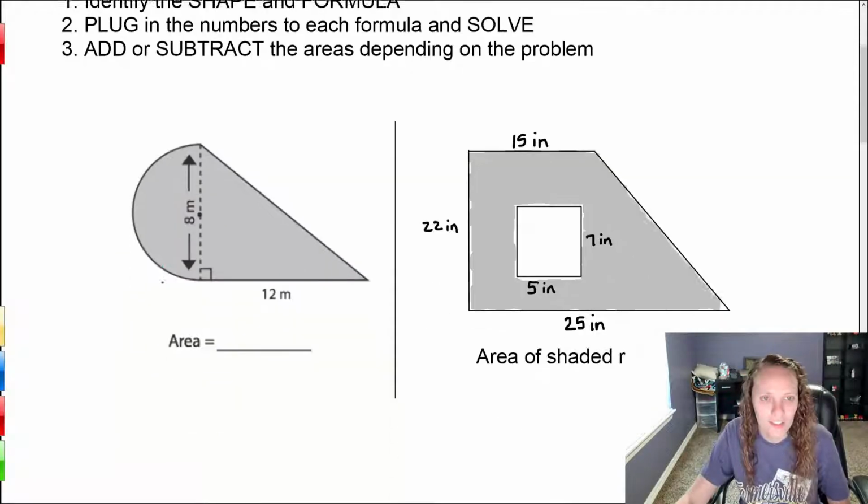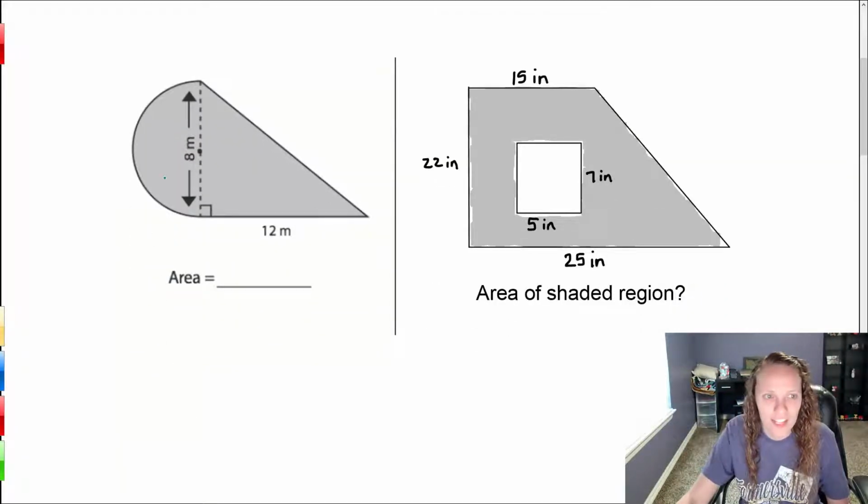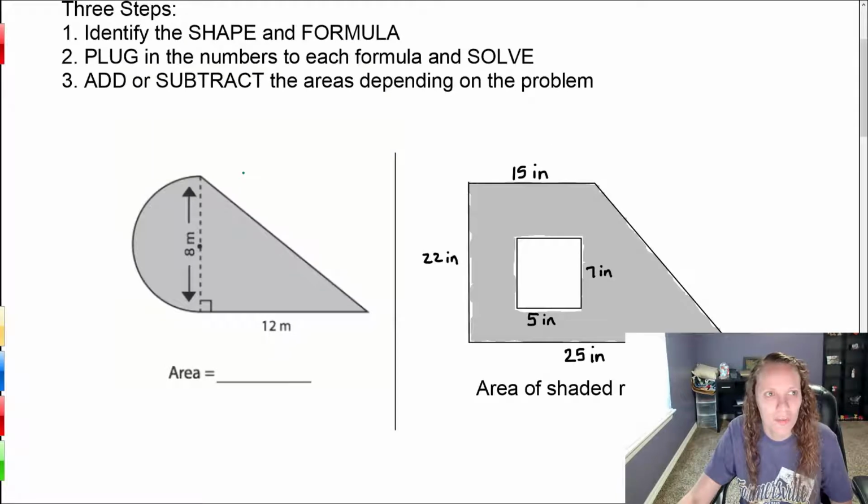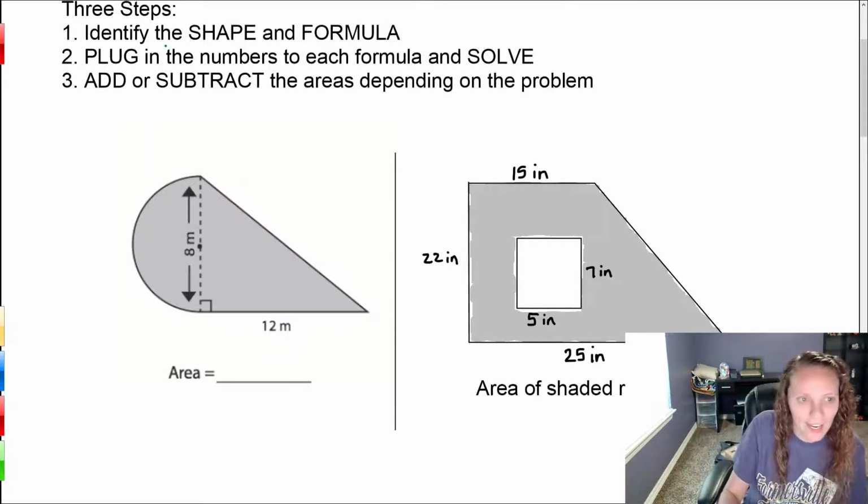So let's look at the first one here on the left side. We're trying to solve for area, and I see 2 shapes here that are pushed together to make our composite figure. So step 1 says to identify the shape and the formula. Well, I see a half circle. And then I also see a triangle.